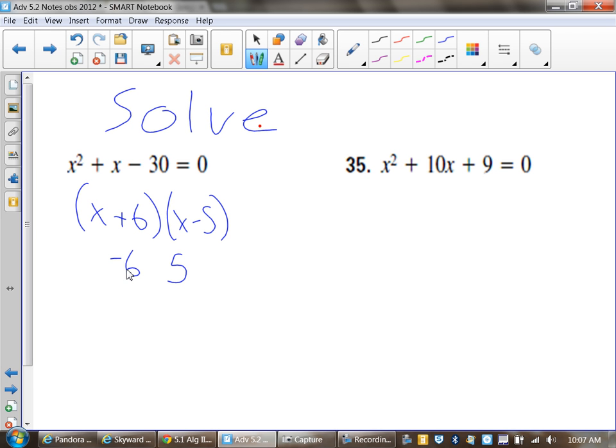And the last one. What times what is 9 and adds together to get 10? 1 and 9.